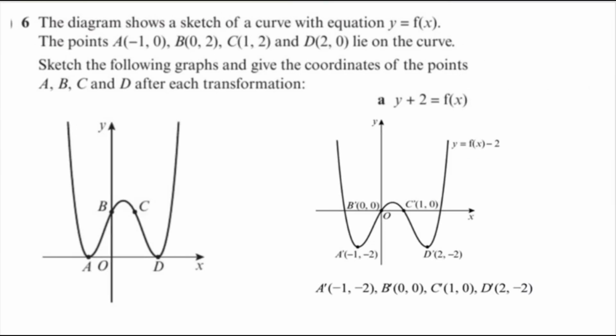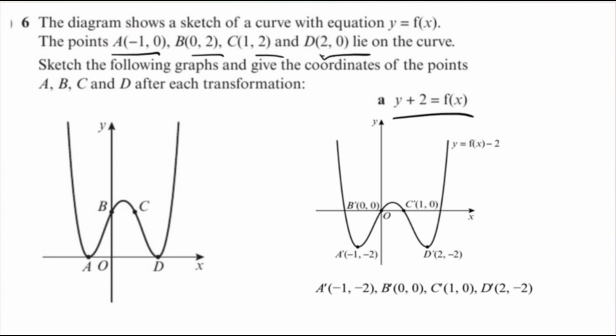Question 6. The diagram shows a sketch of a curve with equation y equals f of x. Four coordinates A, B, C and D lie on the curve. Sketch the following graphs and give the coordinates of the points A, B, C, D after each transformation. This is our normal graph, and the points A, B, C, D are there.